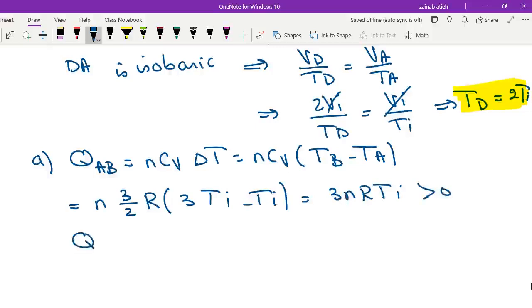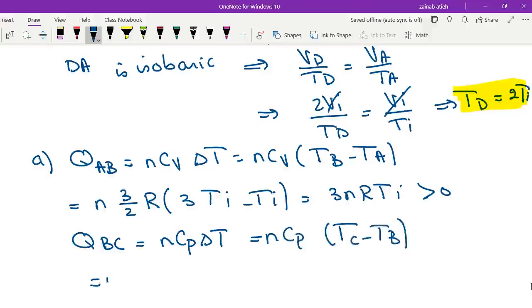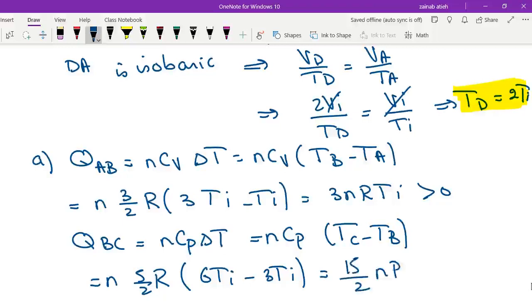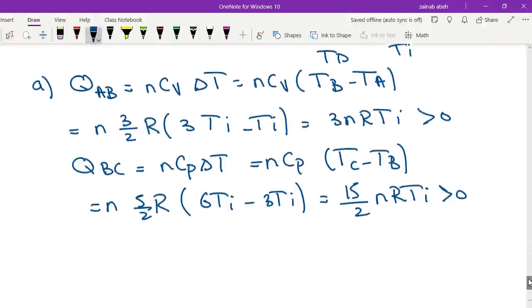So let's calculate QBC. QBC is an isobaric expansion or isobaric heating. So it's NCP delta T, which is equal to NCP (TC minus TB). Remember that CP is equal to 5 over 2 R. TC was calculated to be 6TI, and TB was calculated to be 3TI. So we will get 6 minus 3, so 15 over 2 NRTI. And it came out positive as we did expect. So BC and AB, both of them are positive. These are the positive Qs in the cycle.